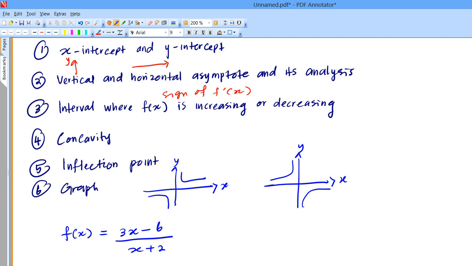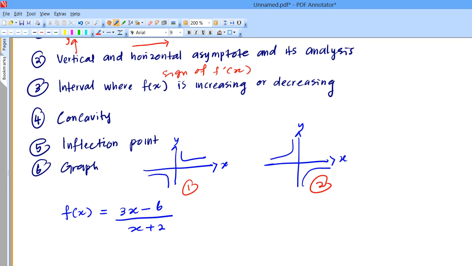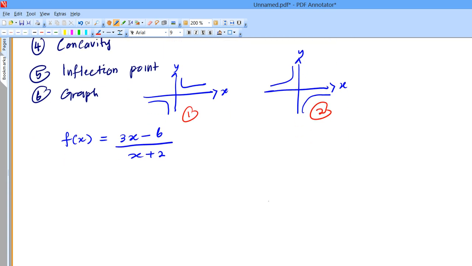So we have two types of graph. Either number 1, the graph is in the first and third quadrant, or number 2, the graph is in the second and fourth quadrant. So for the first example, we have f(x) equal to (3x minus 6) divided by (x plus 2). So the first analysis is how to find x and y-intercept.